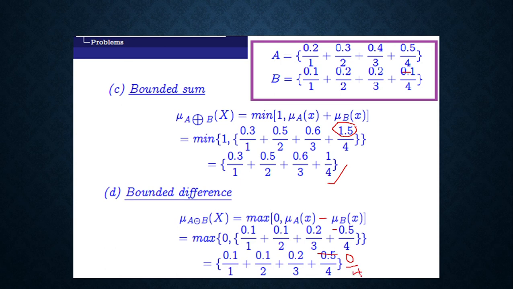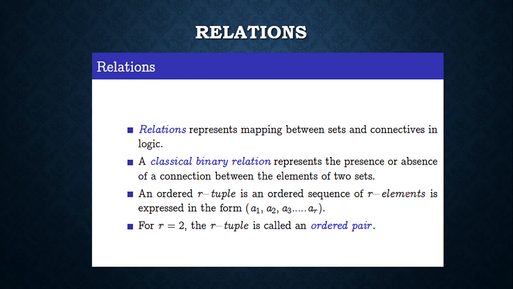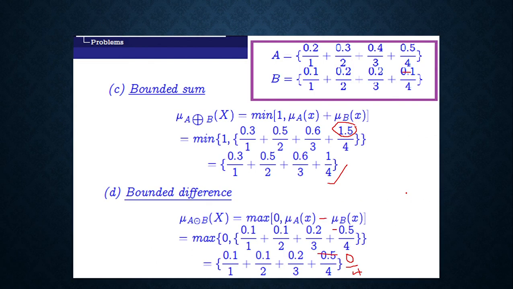So I hope you understand the significance of bounded sum and bounded difference. Anyway, please get yourself corrected. I have updated the question so that for B the membership value is 1/4, right? That's all for this video. Thank you.